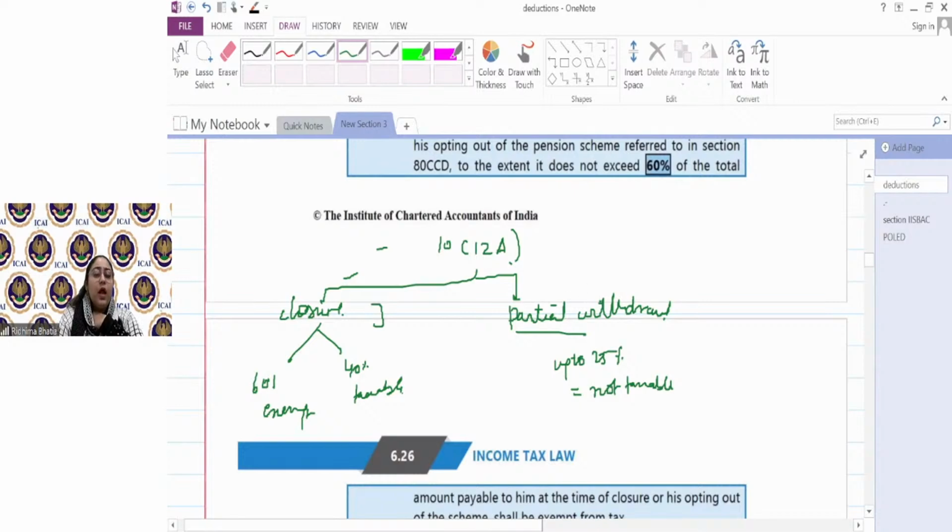So suppose I want to close the account. But while closing it, I'm not withdrawing the amount, I'm transferring that amount into my provident fund. Or I can say it vice versa, not provident fund. Suppose, I'll write it like this.